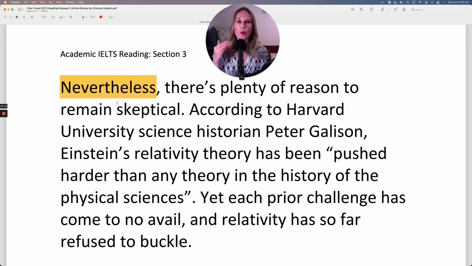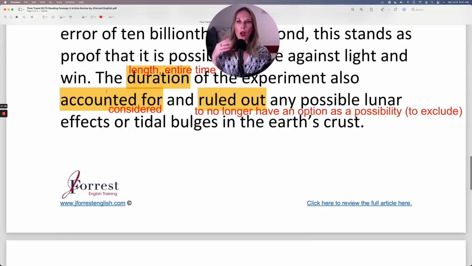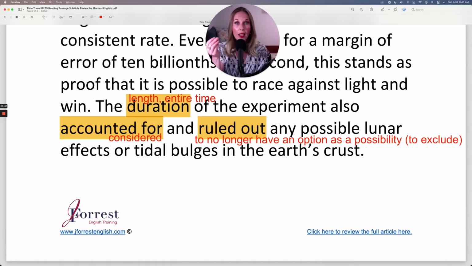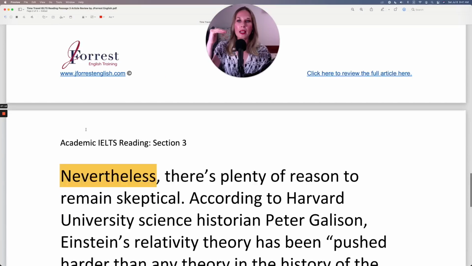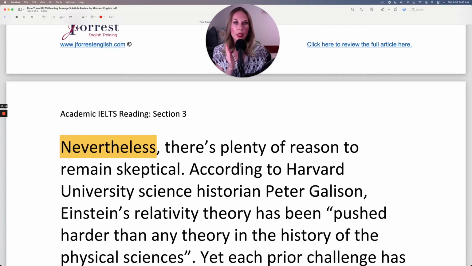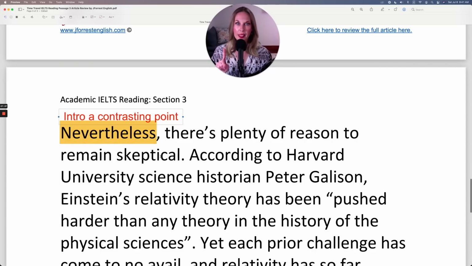Nevertheless is used when you are going to have a contrast. So here they're talking about all the reasons why the neutrinos are faster than the speed of light. But now, because I have nevertheless, I know they're going to introduce evidence to say that this might not be true, because there has to be a contrast. So this is a transition word used to introduce a contrasting point. Nevertheless, there's plenty of reason to remain skeptical.